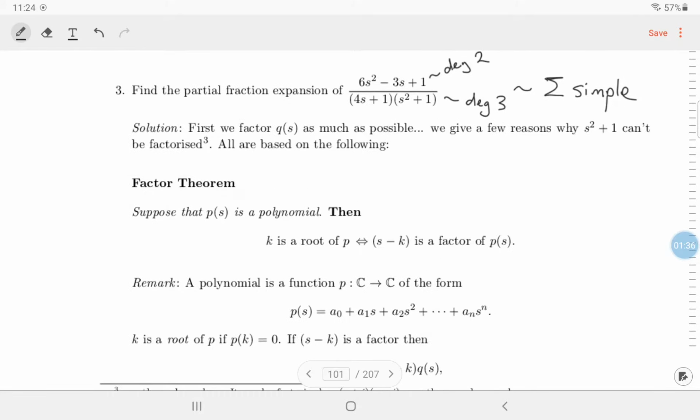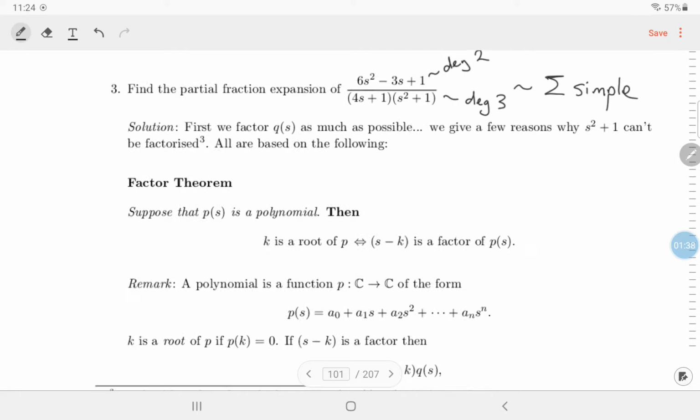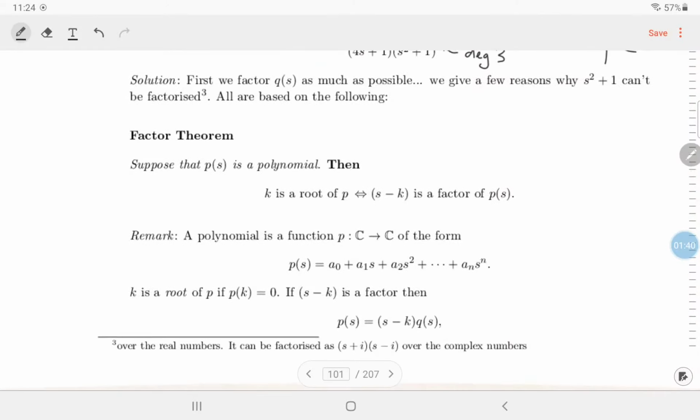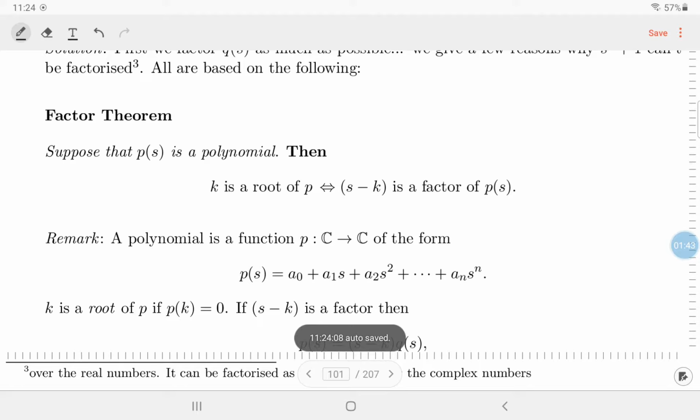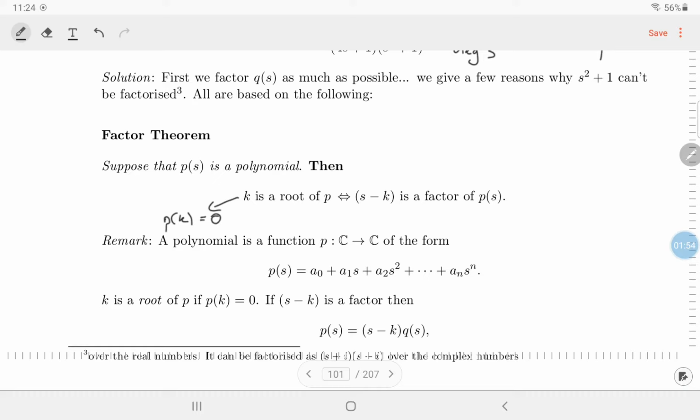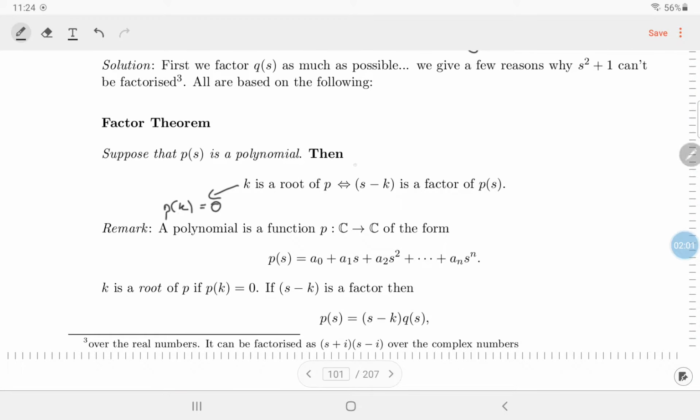So if p of s is a polynomial, so the thing on top and the thing on bottom here are both polynomials, just sums of powers of s, k is a root if and only if s minus k is a factor. Now, what does it mean to say k is a root? It's a number that you input into the polynomial and you get out 0. Okay, so this double arrow means it works both ways, and I think the theorem that we're mostly going to actually use is what you'd call a corollary of this. So it's just something that follows.